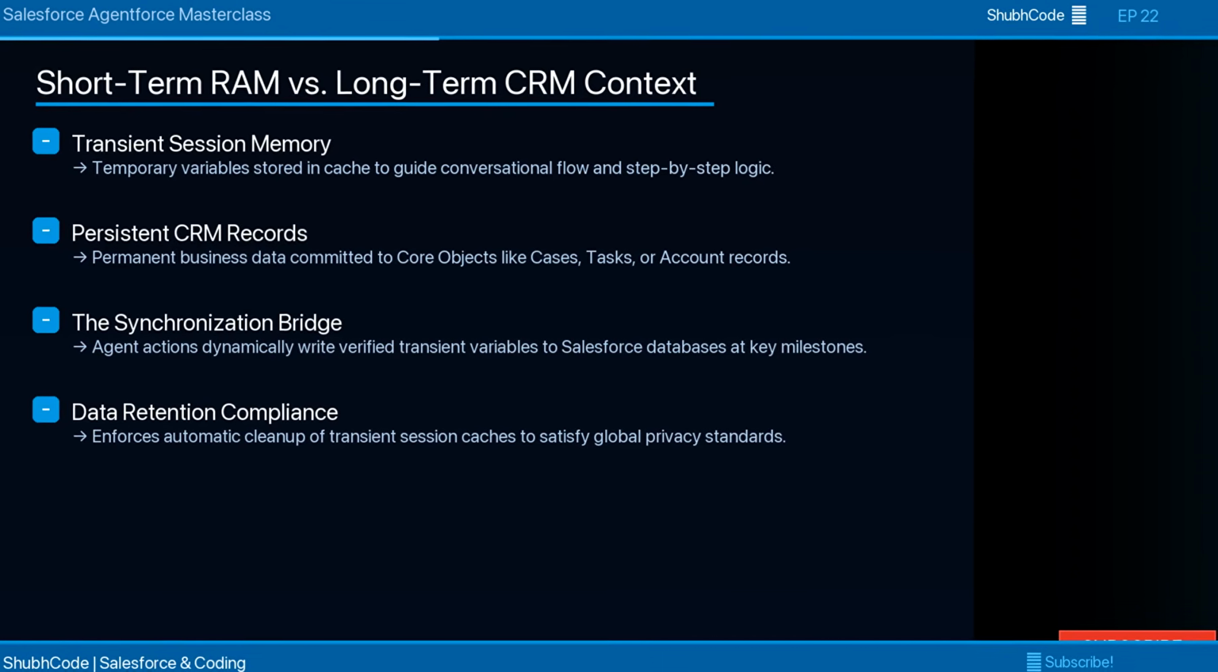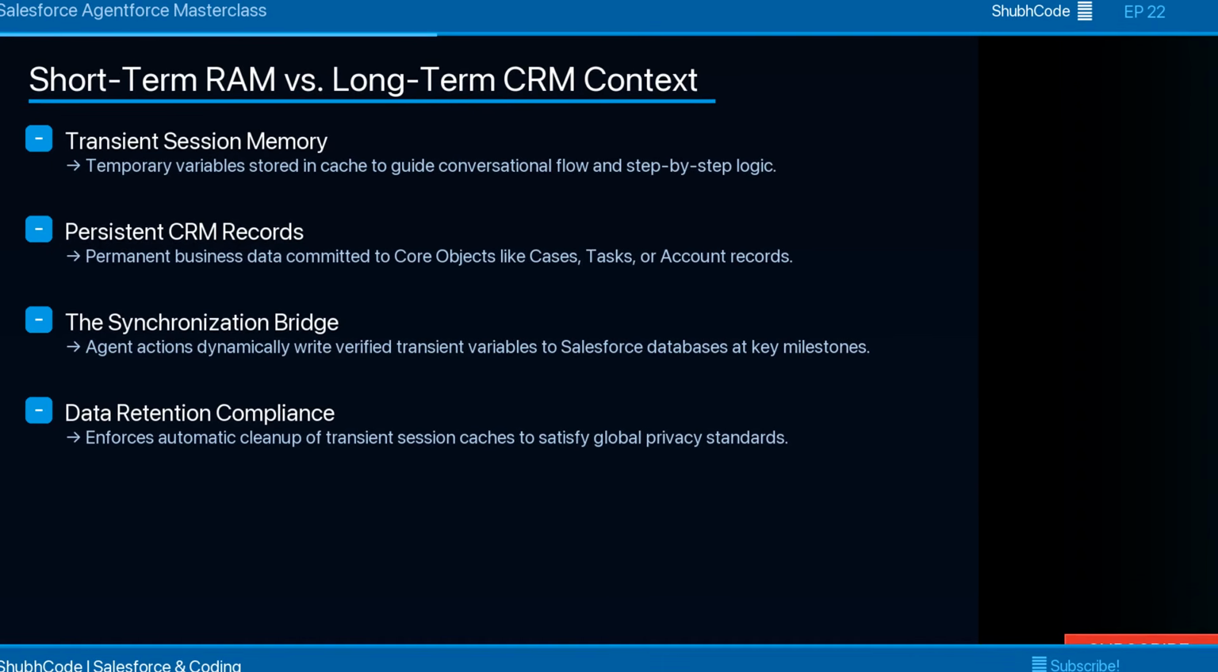To design scalable agents, you must understand the difference between short-term session memory and long-term CRM data. Short-term memory is like transient RAM, it holds active variables like the current order ID or user mood indicator that only matter during the active session. Once the chat ends, this session RAM is flushed to maintain compliance. Long-term memory, on the other hand, is written directly to the CRM database, such as creating a case, updating a contact profile, or syncing to Data Cloud. As an architect, you must decide what transient data remains in cache and what persists globally.